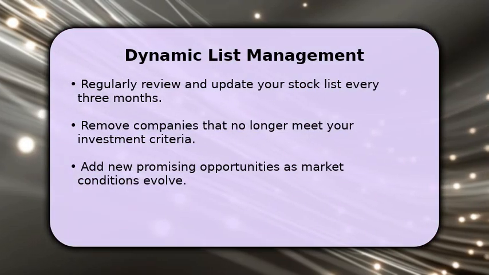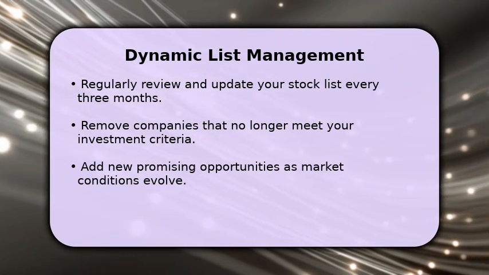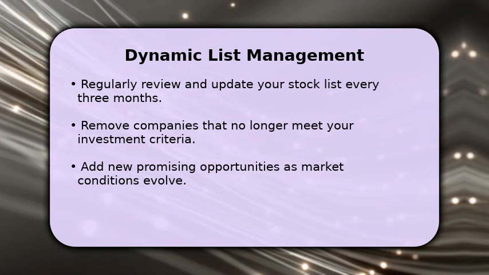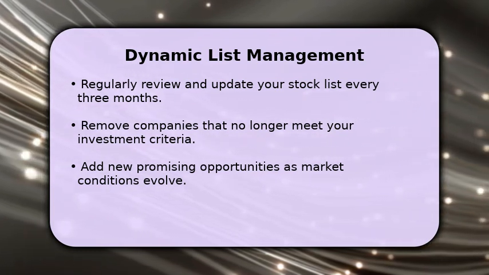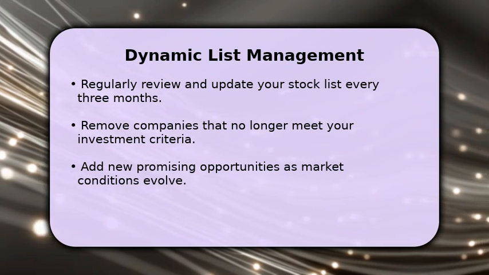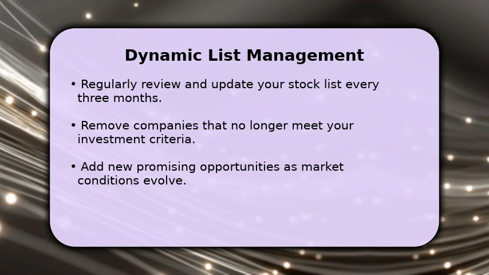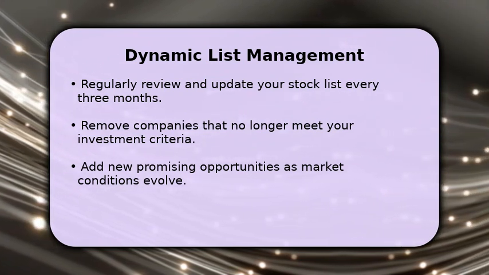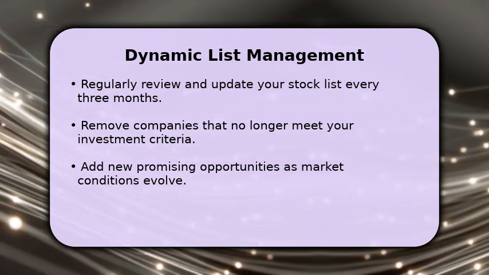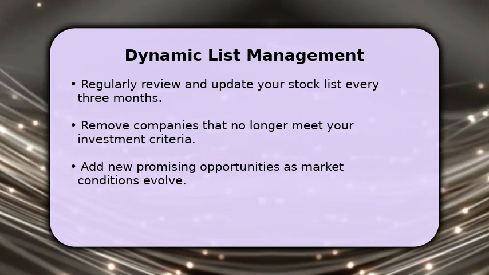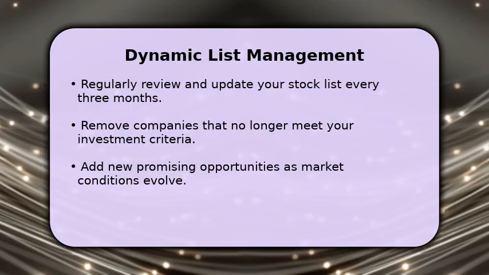A stock list is not static. It requires dynamic management. Make it a practice to review and update your list regularly, perhaps every 3 months, to ensure its relevance. Remove any companies that no longer align with your investment thesis or show deteriorating fundamentals. Continuously add new promising opportunities as market conditions and company performances evolve, keeping your list fresh and effective.